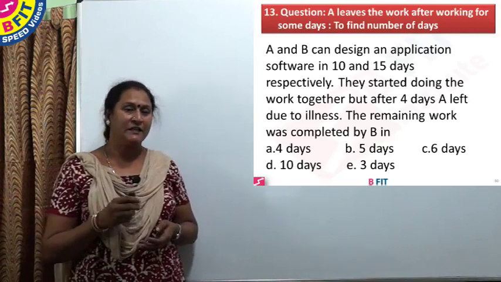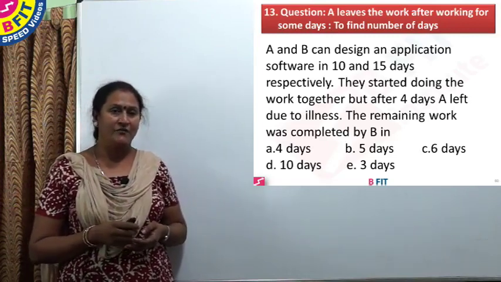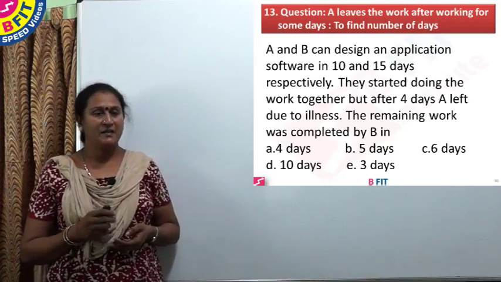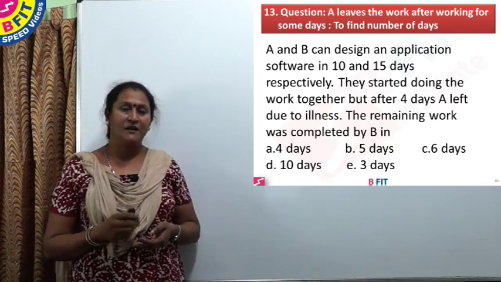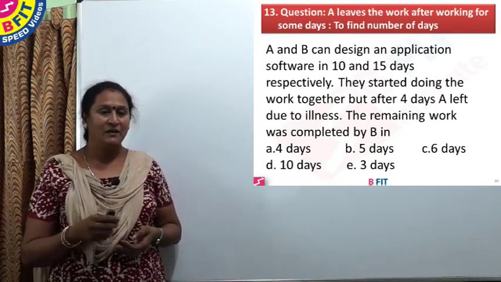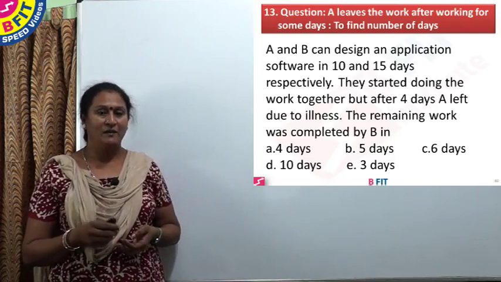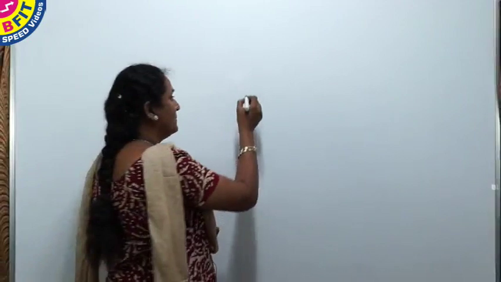So question number 13. A and B can design an application software in 10 and 15 days respectively. They started doing the work together, but after 4 days A left due to illness. So the remaining work was completed by B in how many days? So we'll see the working. So question number 13.